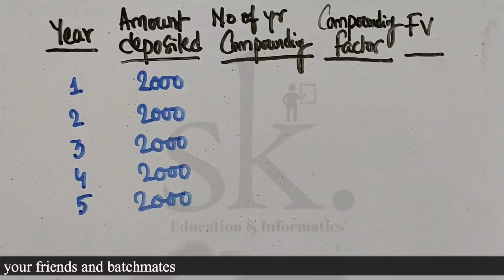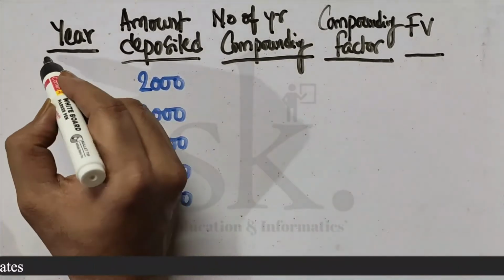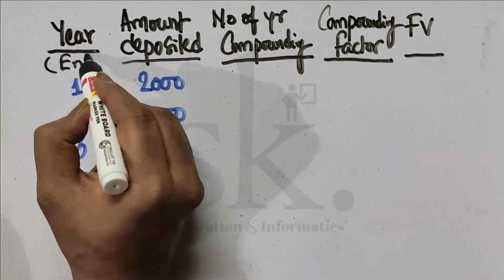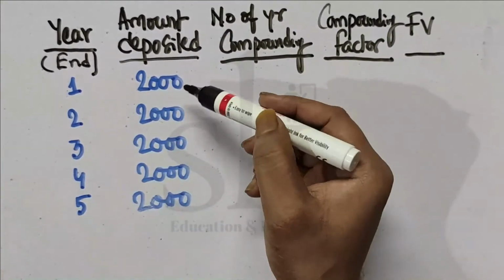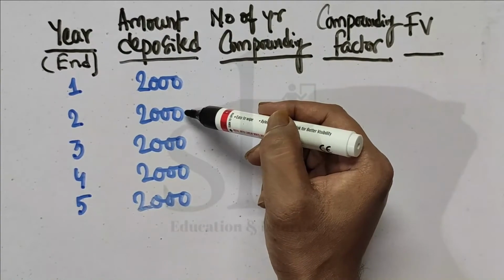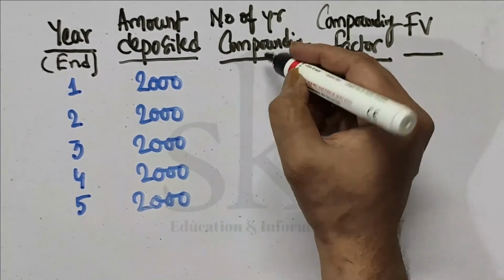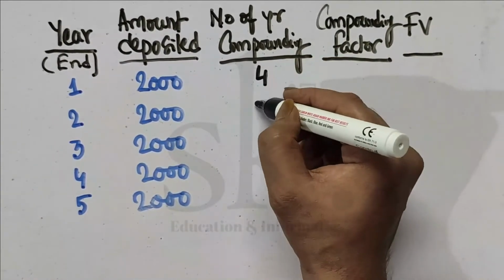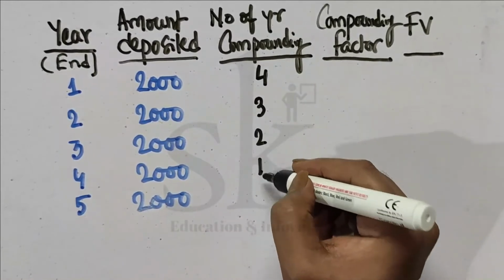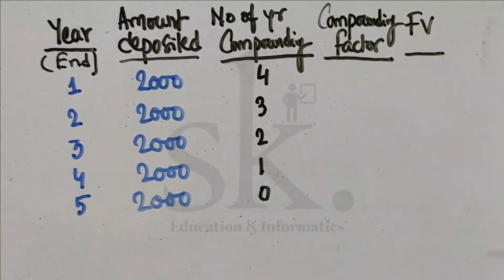Now if you remember, I said at the end of the year, this is at the end of the year. So at the end of the year means the beginning of the second year. So 1, 2, 3, 4 years, if you remember, we calculated. So 4, 3, 2, 1 and 0 is the number of years of compounding.